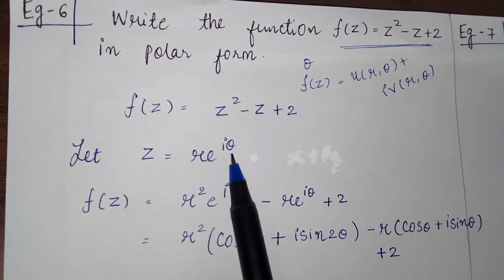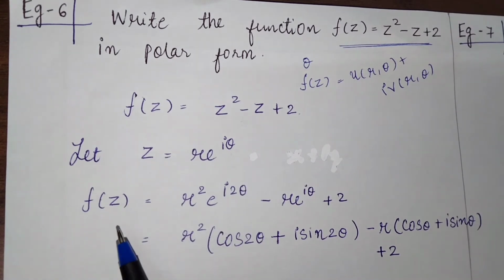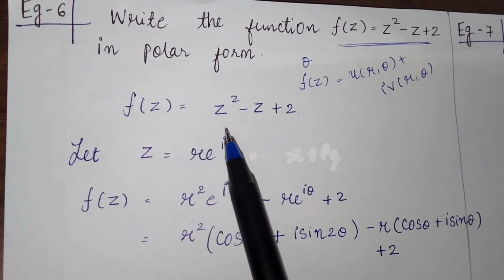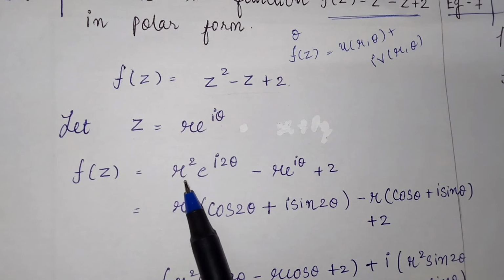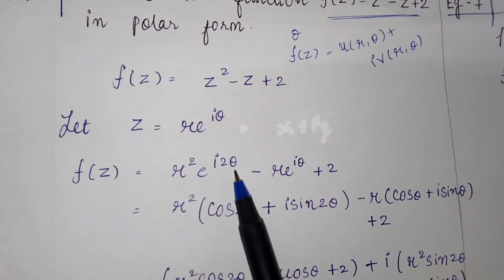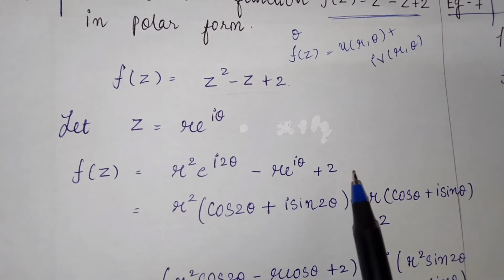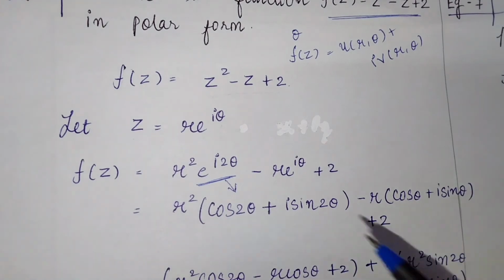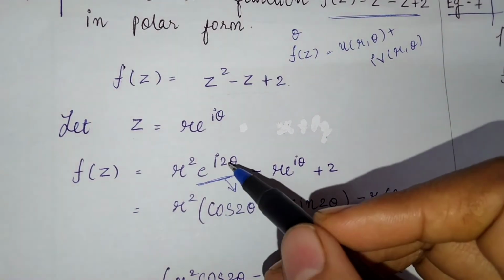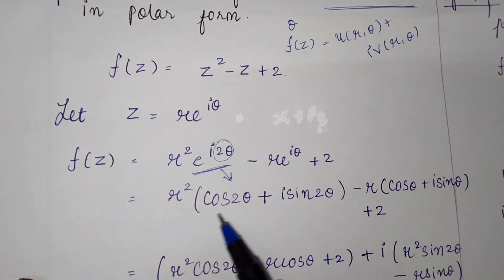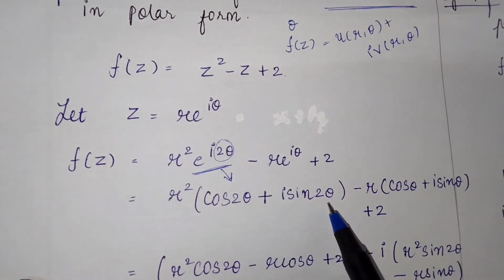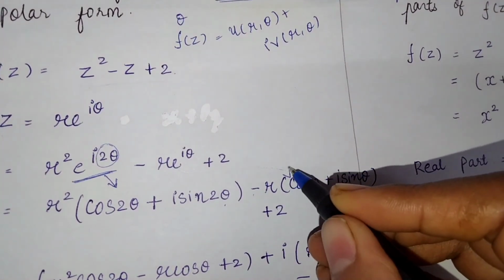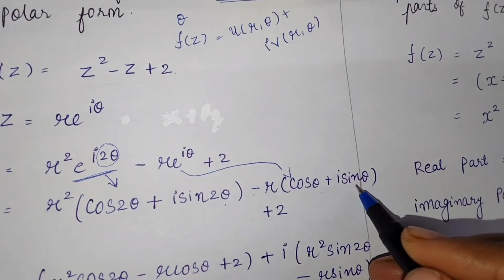r e raised to i theta. Okay, so here in this equation you have to put the value of z as r e raised to i theta. So putting the value we will get r square into e raised to i 2 theta minus r e raised to i theta plus 2. Okay, but we again know that the value of e raised to i theta is cos theta plus i sin theta, but theta here is 2 theta. So we will get cos 2 theta plus i sin 2 theta minus r into again e raised to i theta, which is cos theta plus i sin theta.